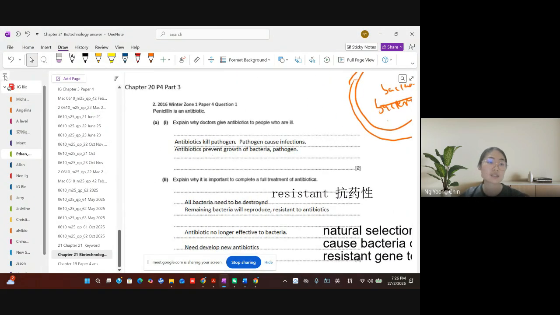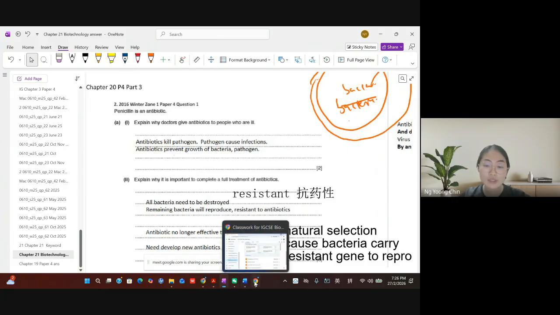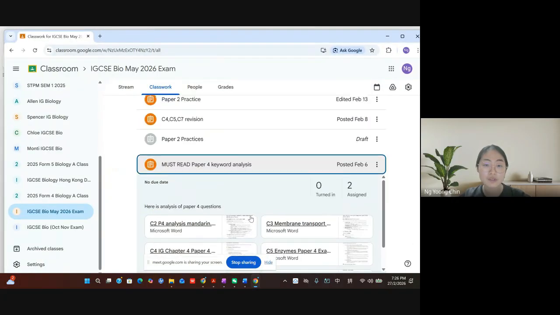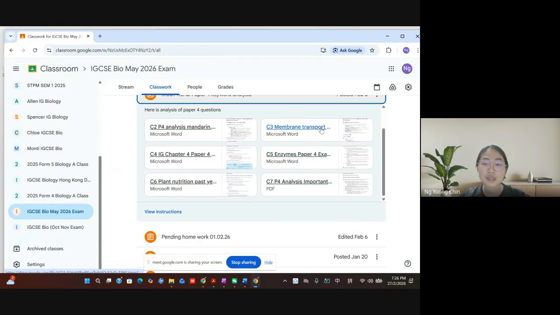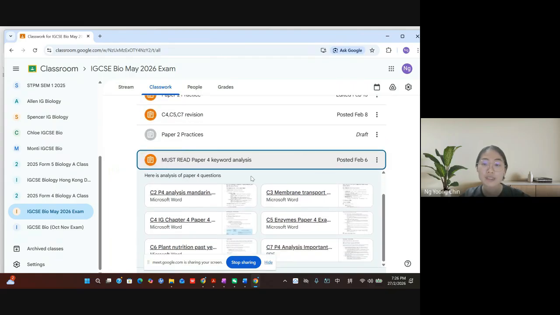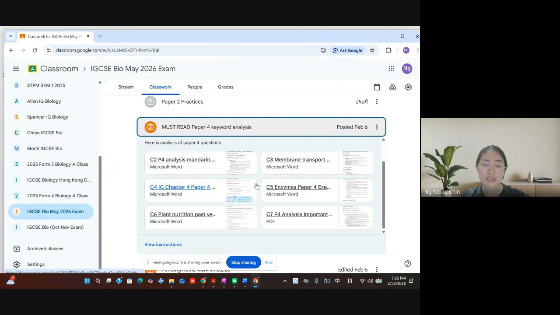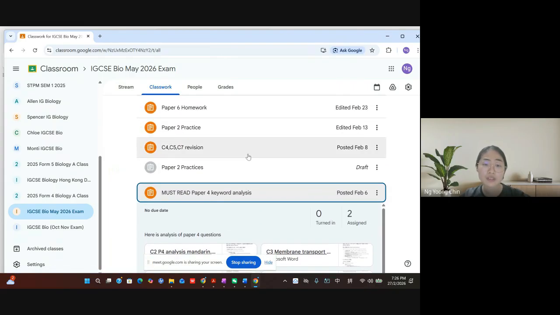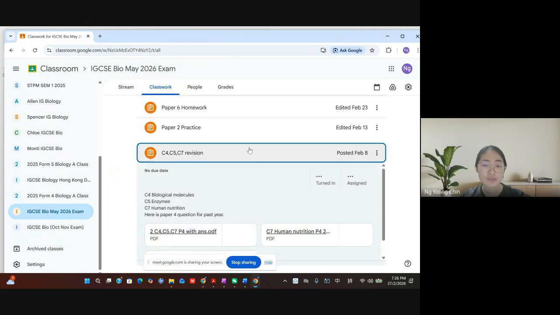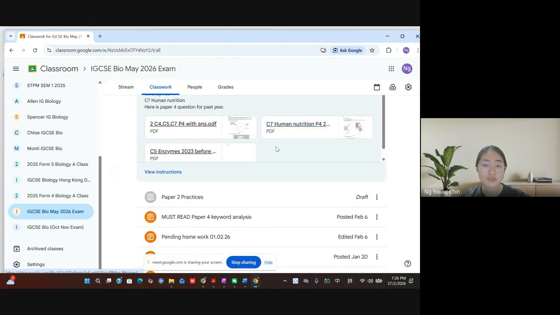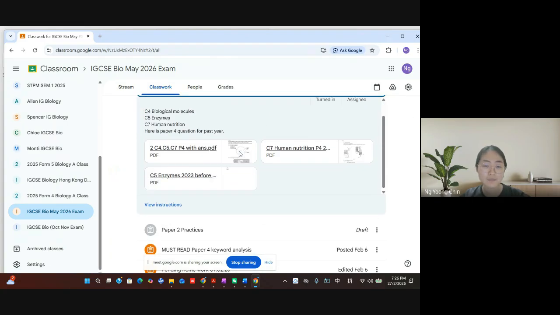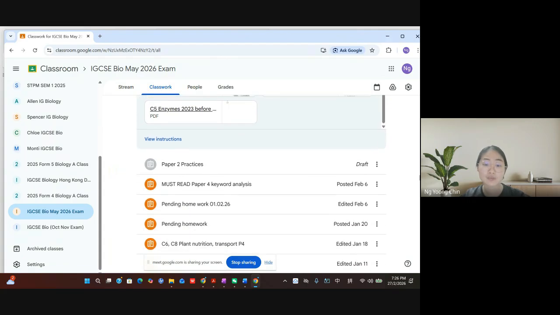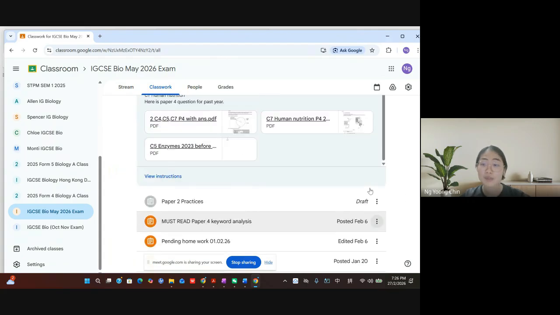As well, I have uploaded the paper 4 keyword analysis. You can spend some time to read it. Most important is to read on how you're able to write for paper 4. You read on the answer, and then you familiarize with the keywords.